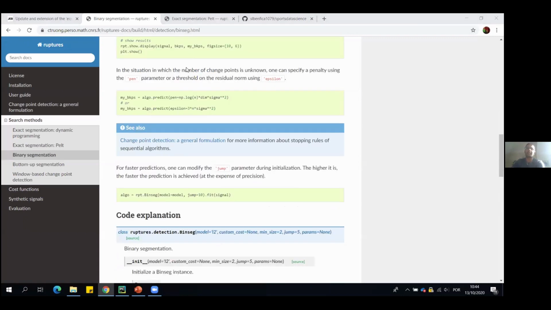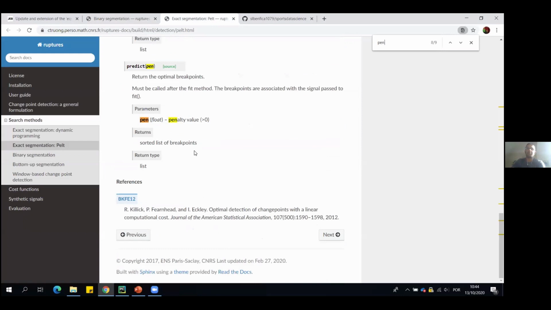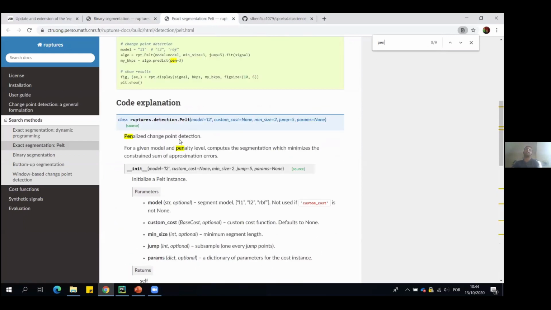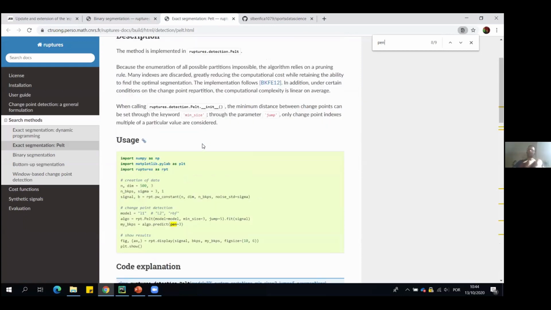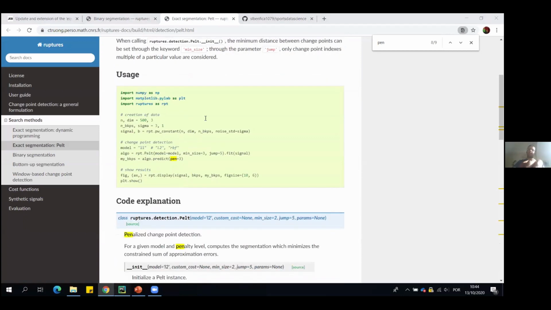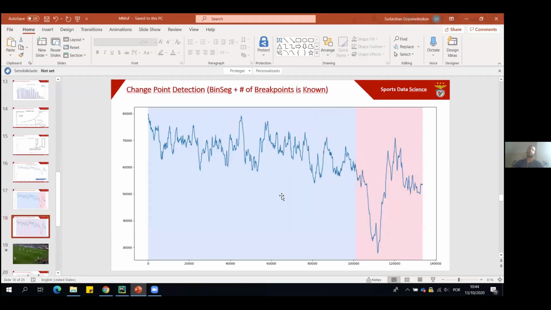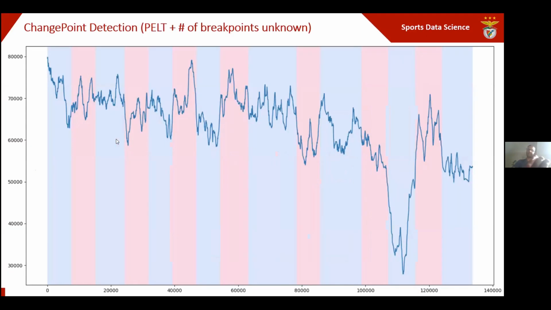I'll find the documentation properly and send it. But the penalty that I'm using is based off of a heuristic that was provided in the Python documentation. And then this provides us with this graph here. So it's identified these as the different breakpoints.